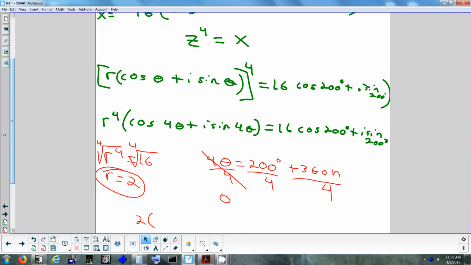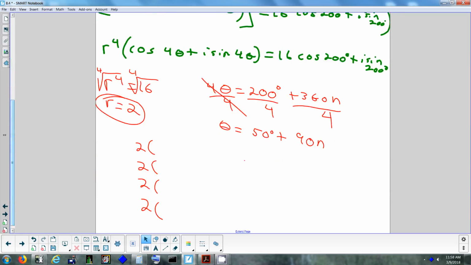So that's your formula for theta. This time, no decimals, I don't think. What's 200 divided by 4? 50. And 360 divided by 4? 90. We're finding a 4th root, I already gave you a hint, so how many answers are there going to be? 4. What are the numbers we're going to let n equal? 0, 1, 2, 3. That's how you get your 4 answers.